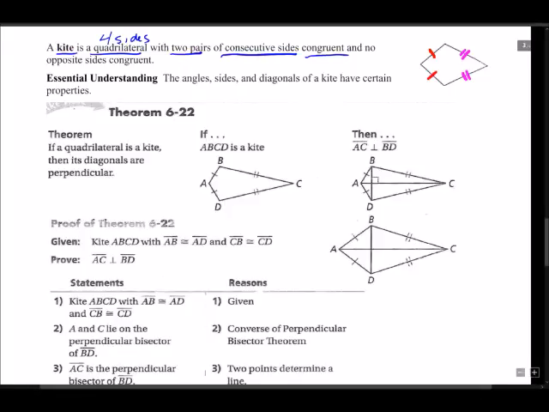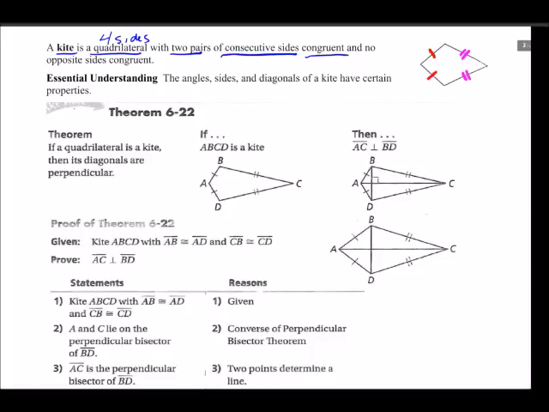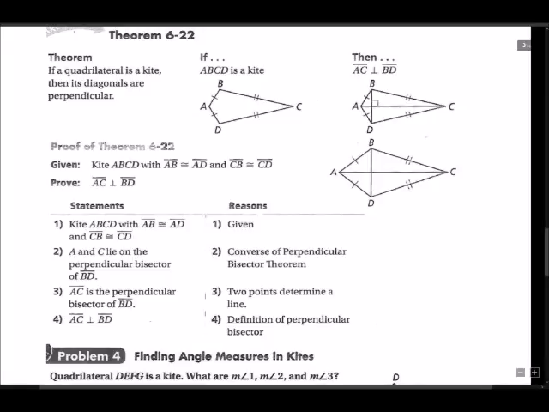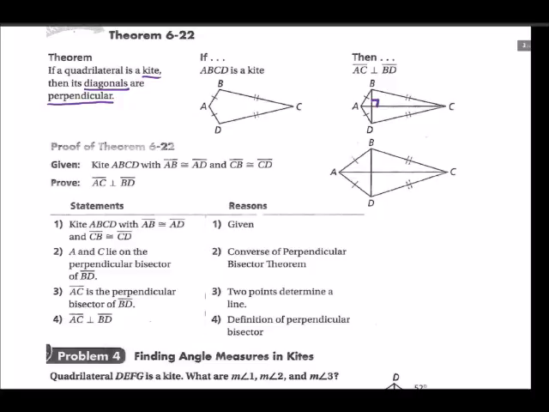Now, the angles, sides, and diagonals of kites have properties. Imagine that. Let's look at our first theorem here. The first theorem says if you have a kite, then its diagonals are perpendicular. So we draw in the diagonals, and we can mark that as a right angle automatically.